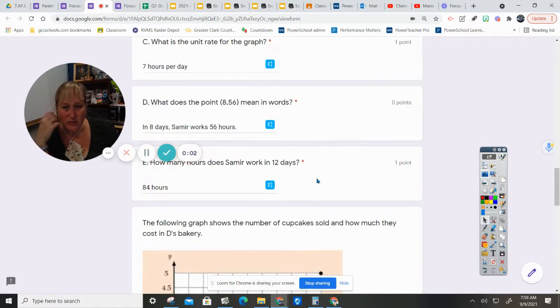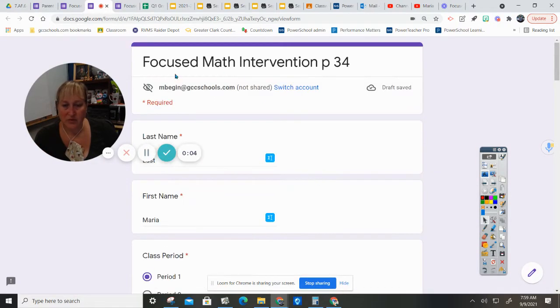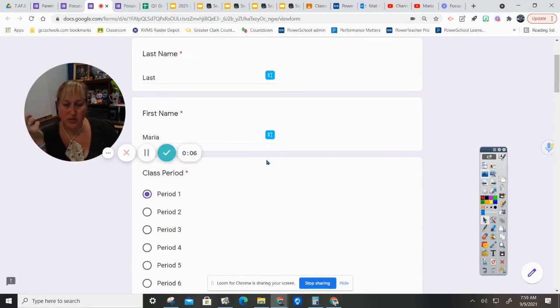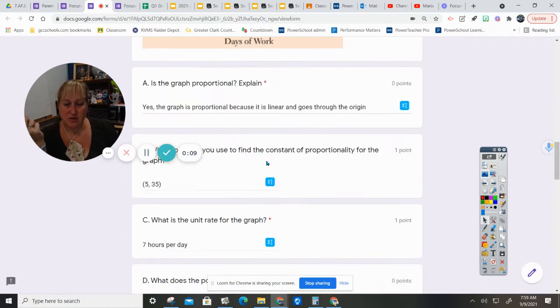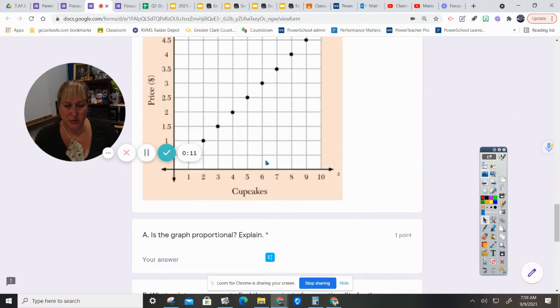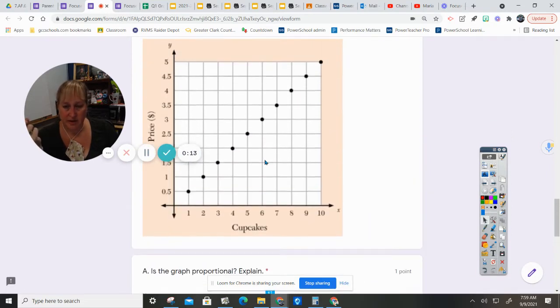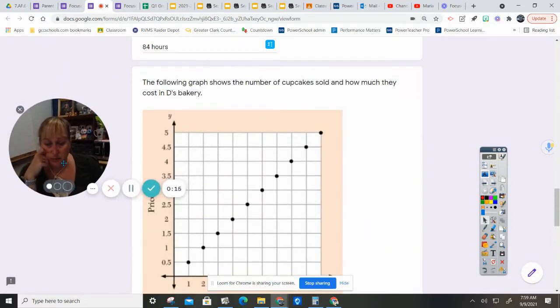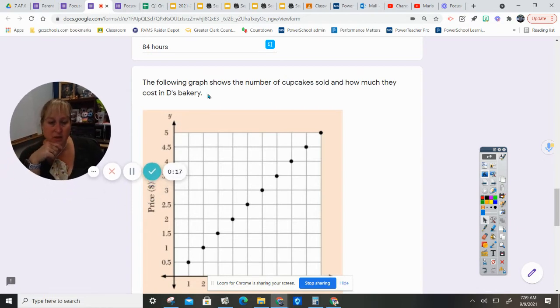Okay, we are continuing on with Focused Math Intervention, page 34. This is part 2. So we should have already gotten the answers to the first part in part 1. And now we are at the bakery. It says the following graph shows the number of cupcakes sold and how much they cost in Dee's Bakery.